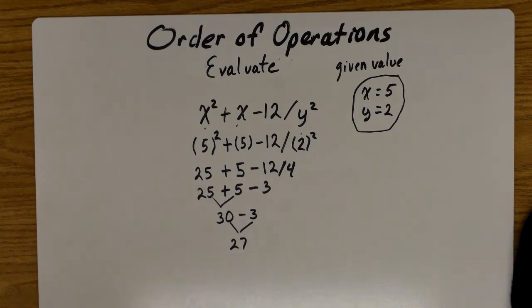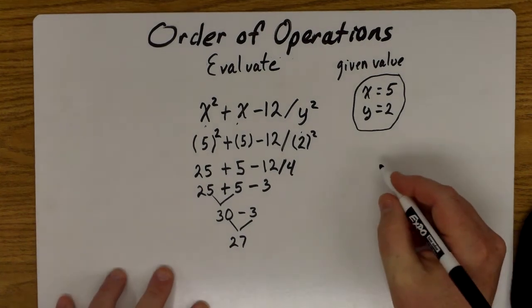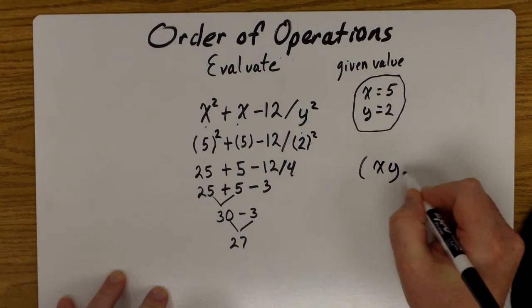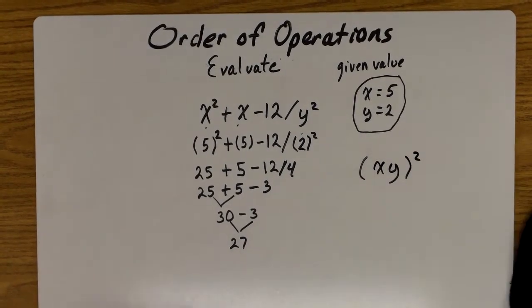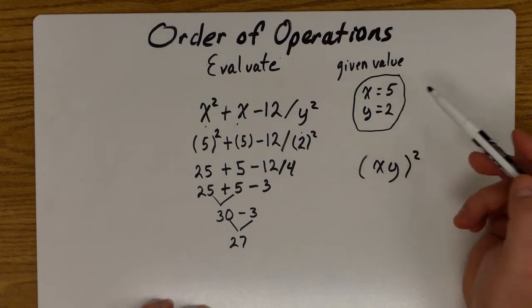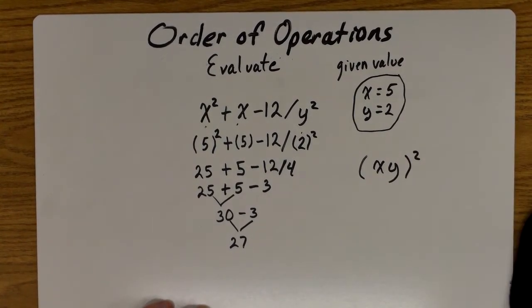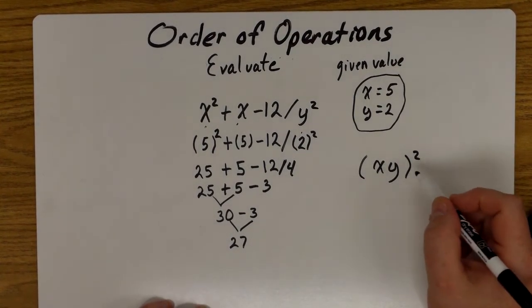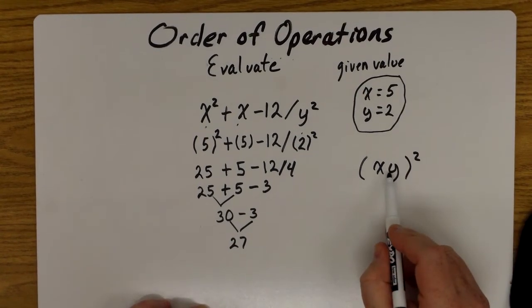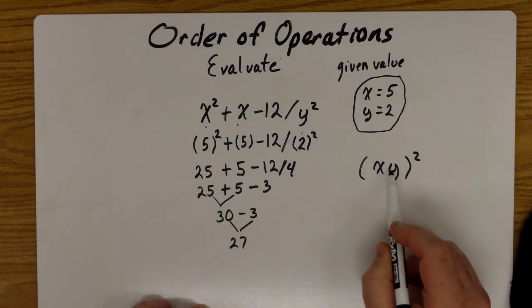We're going to do the same thing, only we're going to come up with another expression, and let's call this expression (x y) squared. So we still have x and y are both up here, 5 and 2. Now, order of operations say to do what's in parentheses first, which is a multiplication. Normally we would do exponents first, but since multiplication is inside parentheses, we're going to do that first.